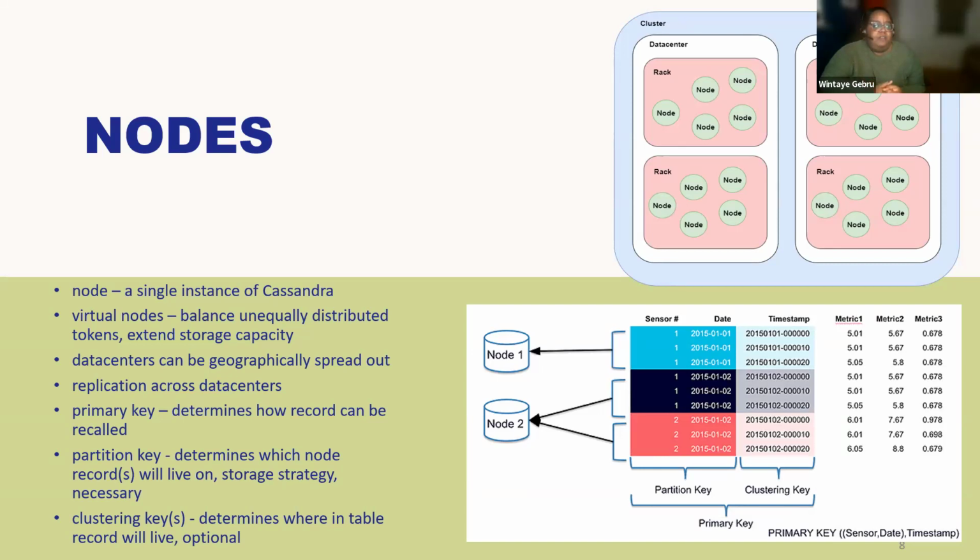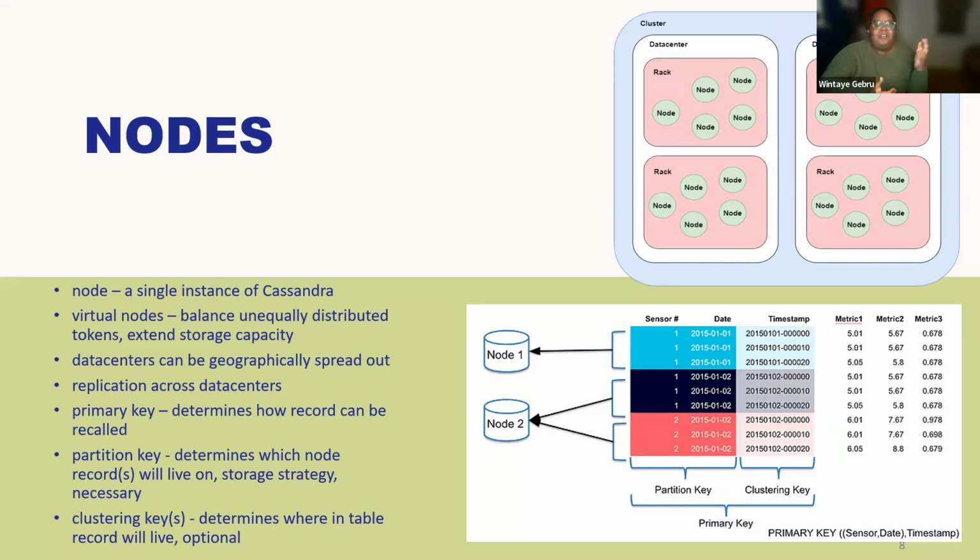You have replication across these data centers. So you may have a complete set of your data across all the nodes in one data center, and you may have another copy of all of that data in a different data center, which again helps you maintain all of your data. There's no single point of failure. There are multiple points of failure, right?